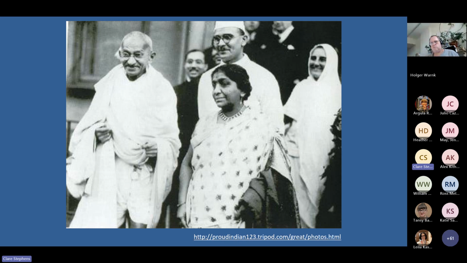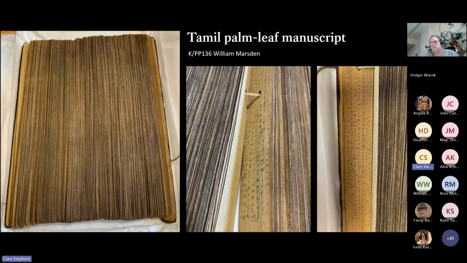So the final thing that I'm going to talk about is a Tamil palm leaf manuscript. Now, this has been with us for nearly a century, I think, but it's not something that we have a lot of information on. We know it came to us as part of the Marsden collection, which you're going to hear a lot more about. Palm leaf manuscripts are a traditional form of document.